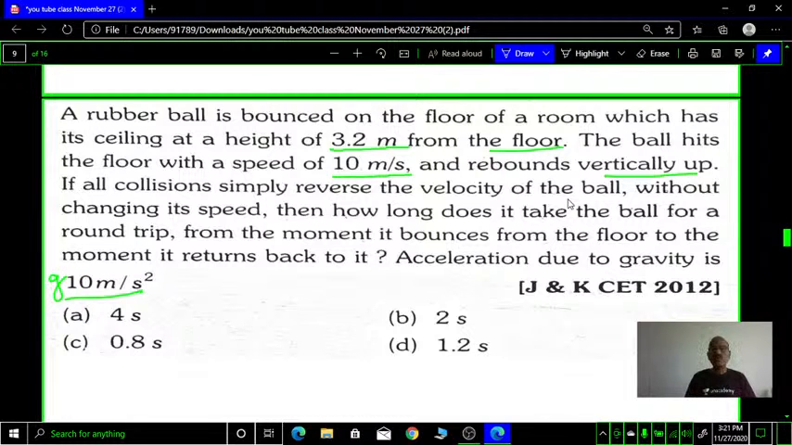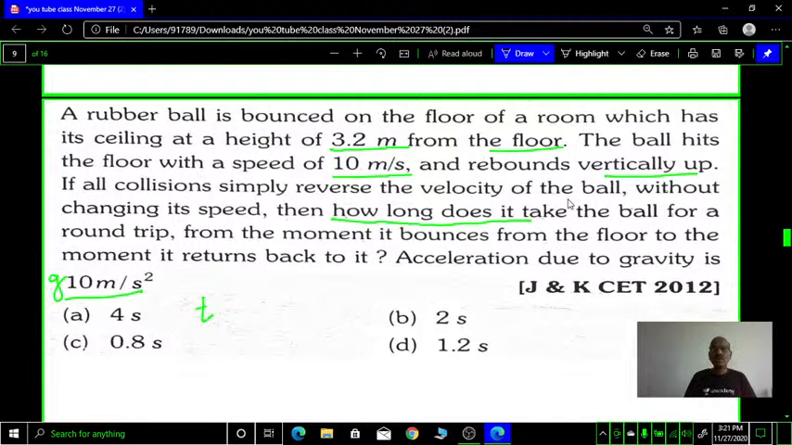Question, first understand what they are asking you. See, the answer is all in seconds. That means, how long does it take the ball for the round trip? Time period is the question. A rubber ball is bounced on the floor of a room which has the ceiling at a height of 3.2 meter from the floor. Height is given 3.2 meter. The ball hits the floor with the speed of 10 meter per second and rebounds vertically up. How long does it take the ball for a round trip?